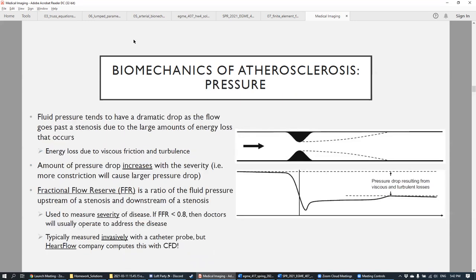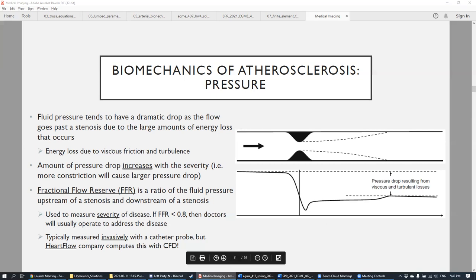Okay. All right, so now let's talk about pressure. And pressure is actually a really important part of how we assess how bad plaque is, right? In order to flow through this narrowing, the fluid pressure has to have a dramatic drop, okay? If you measure the pressure profile as you go through the gap, you'll start with a high pressure upstream of the neck, and then as you go through the neck, the pressure has to drop.